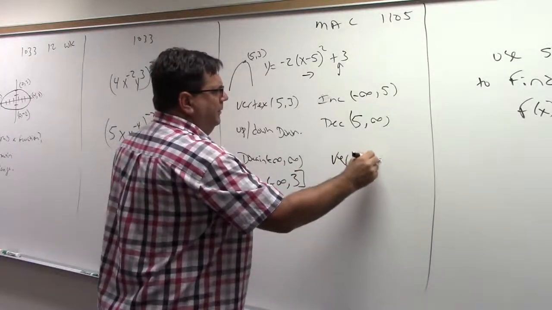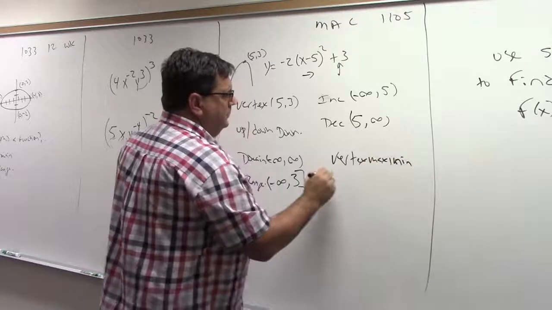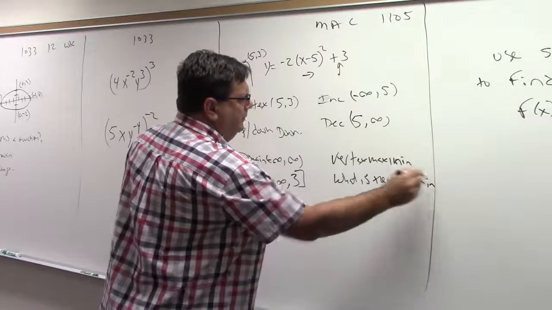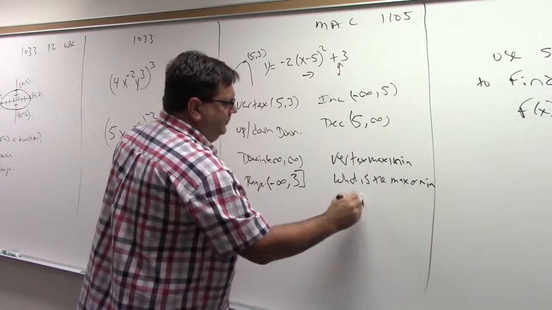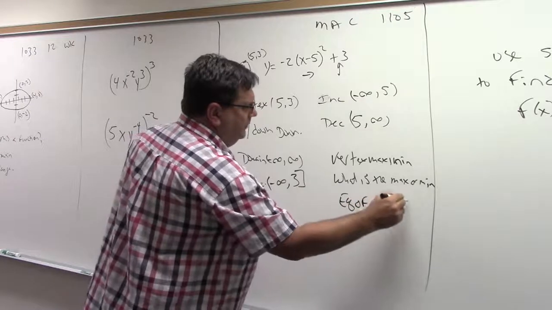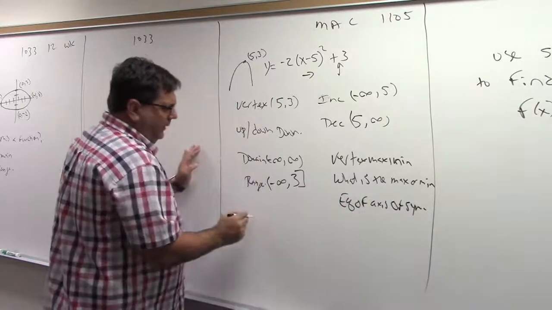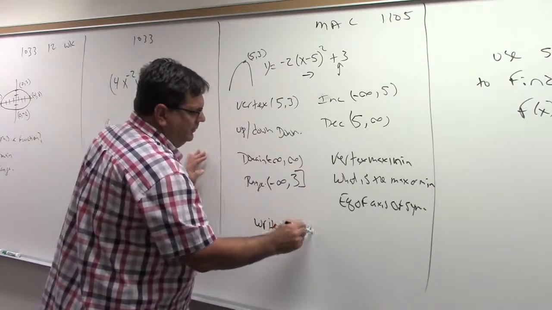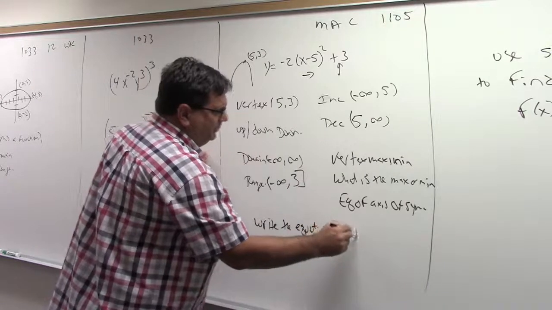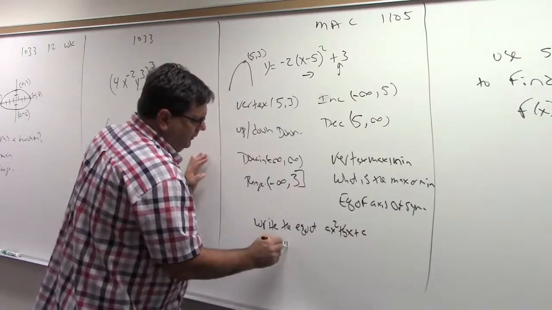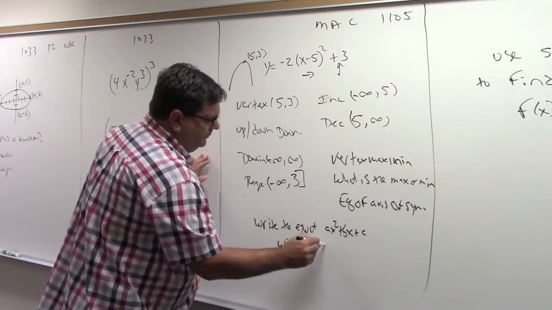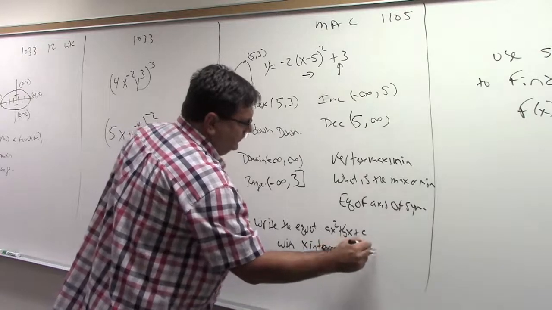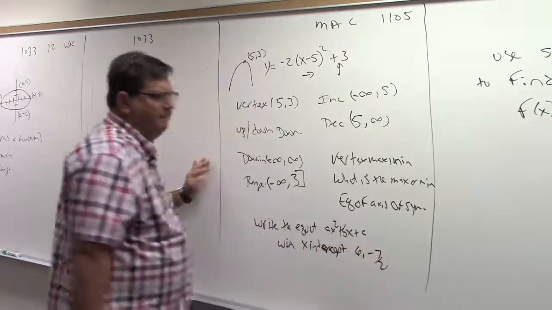Is the vertex a maximum or a minimum? What is the maximum? What's the equation of the axis of symmetry? And then write the equation ax squared plus bx plus c with x-intercepts 6 and -7/2. Go.